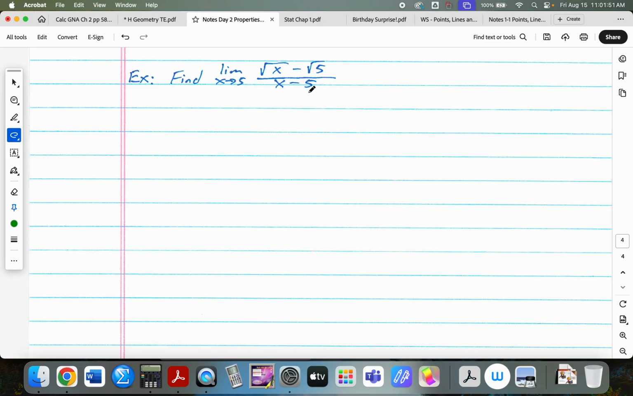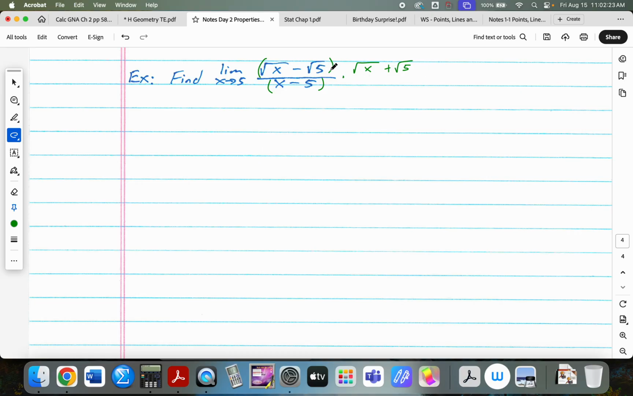I'm going to show you what most textbooks show, and then I'm going to show you there is a way to do it without doing that. But it's a little bit different, okay? Here's what most textbooks show you to do. When you have something like this, we're going to multiply both the numerator and the denominator times the square root of x plus the square root of 5.